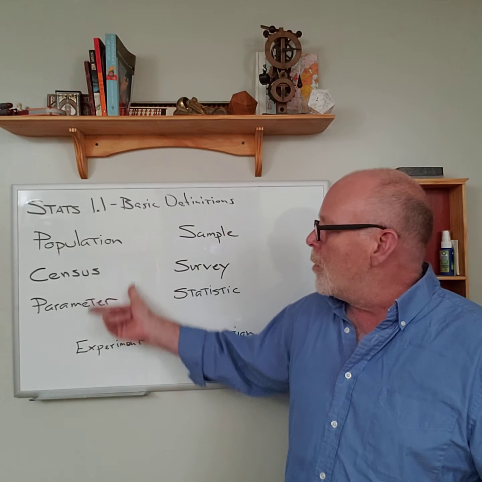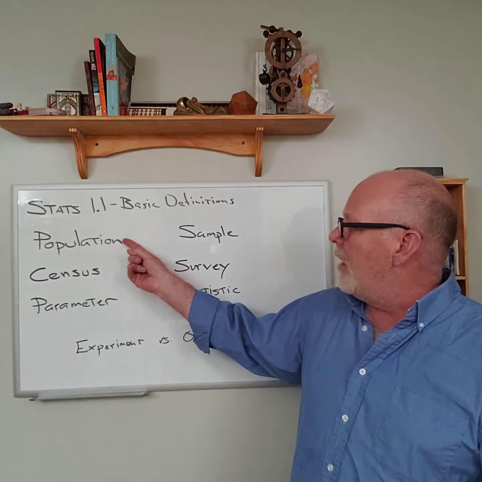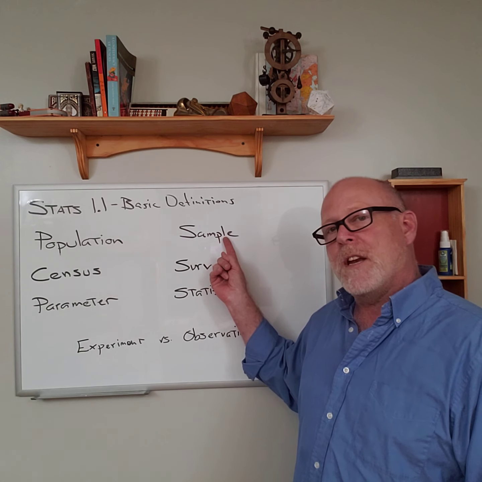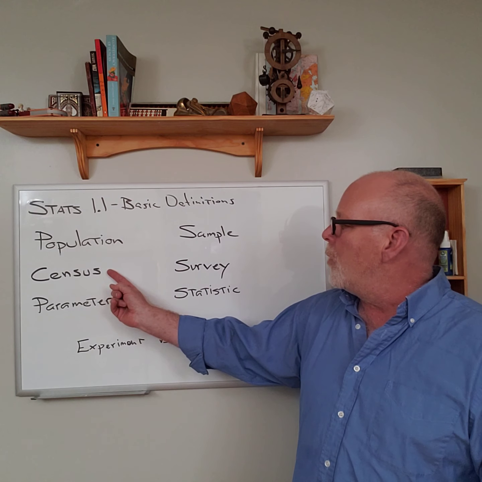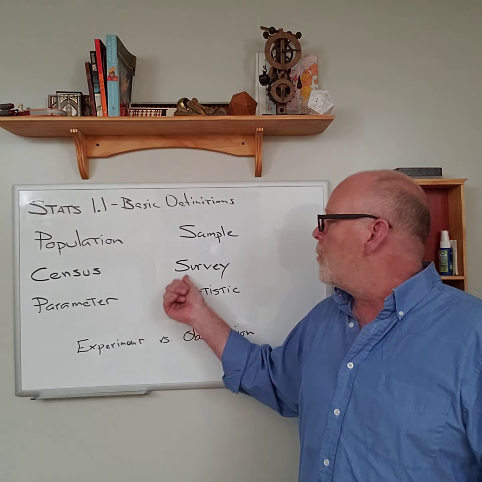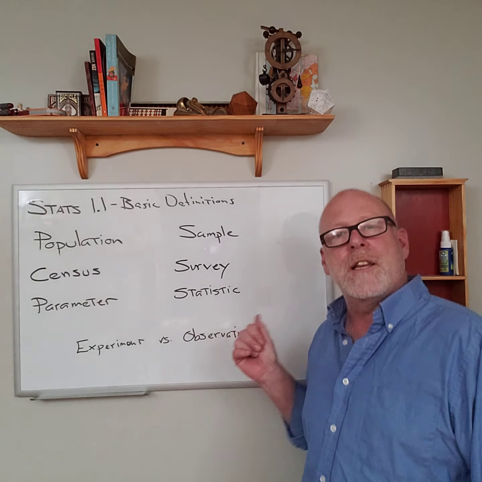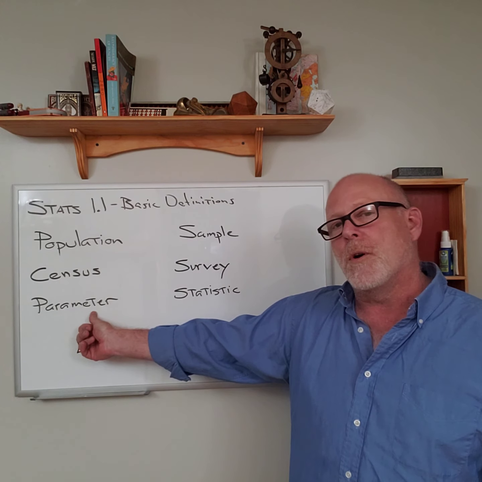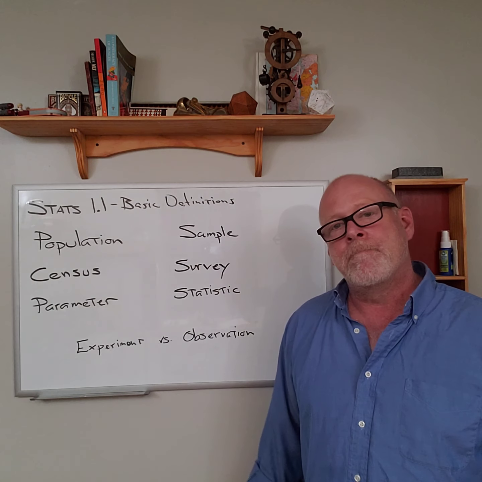So remember what these words mean. Everybody we care about, some subset of everyone. If we're counting everyone, we're performing a census. If we're counting just a sample, we're performing a survey. When we perform a survey, we get statistics, which tell us something about the measurement of the whole population, which is the parameter.